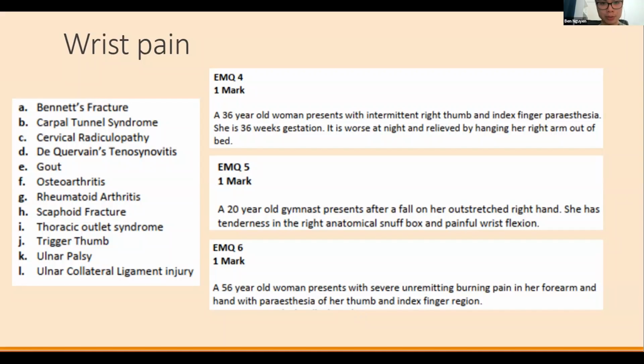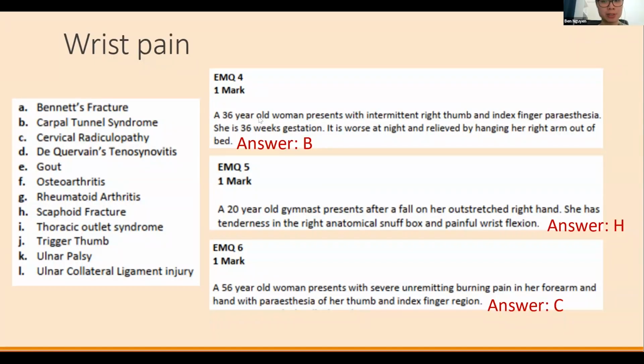Yep. So for question 4, we've got mainly B. Question 5, mainly H. And question 6, we've got a mix of answers. So we'll go through the answers: B, H, and C.